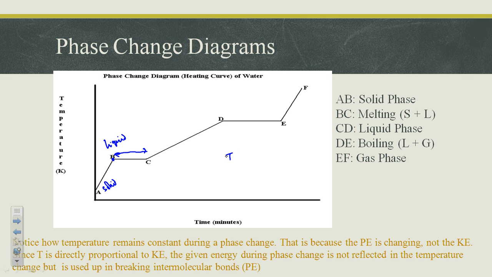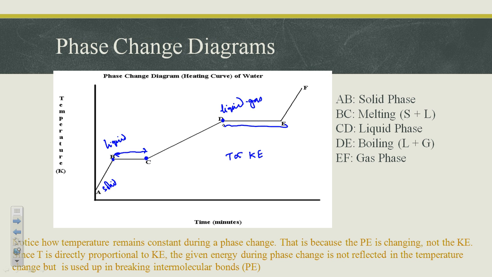But because temperature is directly proportional to average kinetic energy, and kinetic energy does not change during phase changes, hence you see the flat portions, or no change in temperature, during a phase change, even though you're giving it heat. As soon as all of the solid changes to liquid, then the temperature starts rising again till the liquid to gas phase change starts happening, or boiling starts happening.